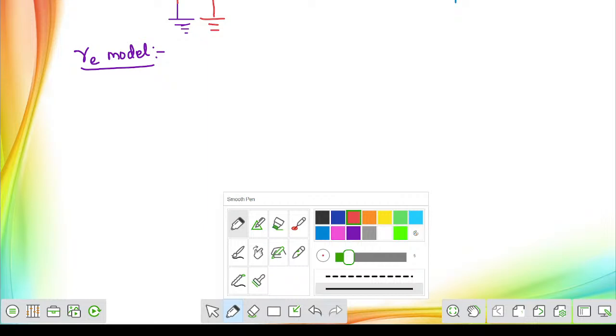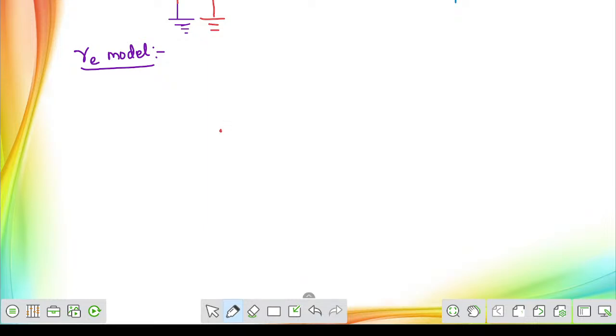RE model. First step, replace the transistor by its equivalent circuit in the RE model. We know from the base terminal, we will have to connect one resistor. Then across the collector terminal, we will have to connect one current source. Then this is going to be the emitter terminal. And if you observe, this is beta times IB.